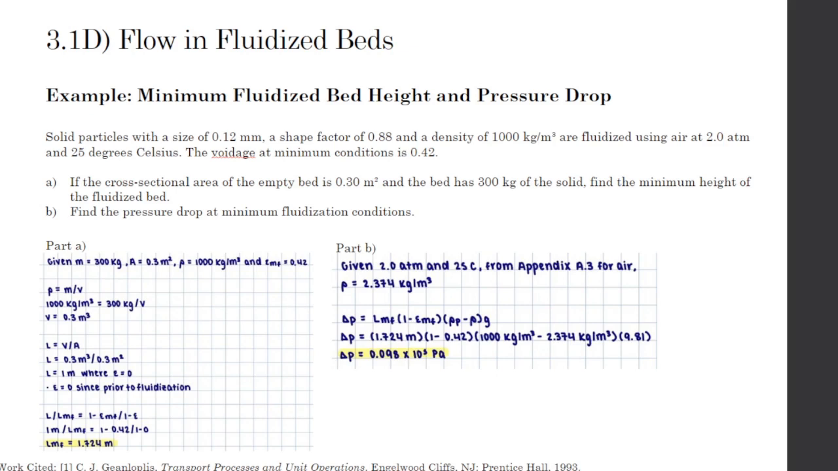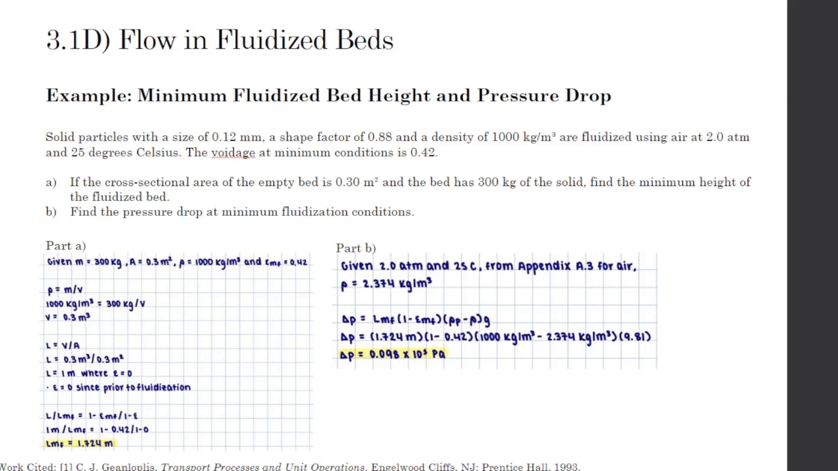Basically here, what we're going to do is that given the 2 atmospheres pressure and the 25 Celsius, from an appendix in the book, we get that the density of the air is 2.374 kilograms per meter cubed. So now we can use the equation that I mentioned in the previous slide, which is the pressure drop equals the minimum fluidization bed height times 1 minus the porosity at minimum conditions times the difference of the density of the particle minus the density of the fluid times gravity.